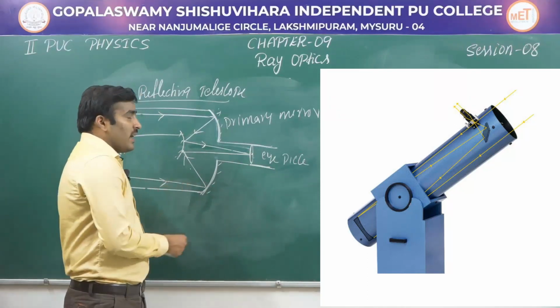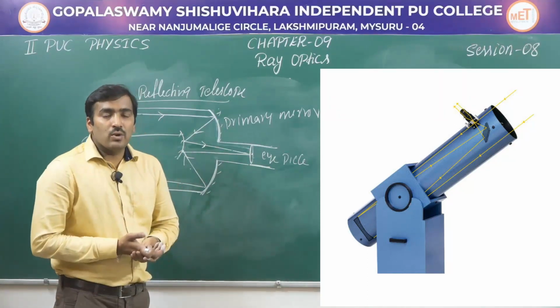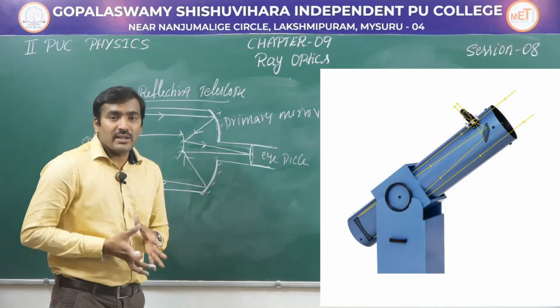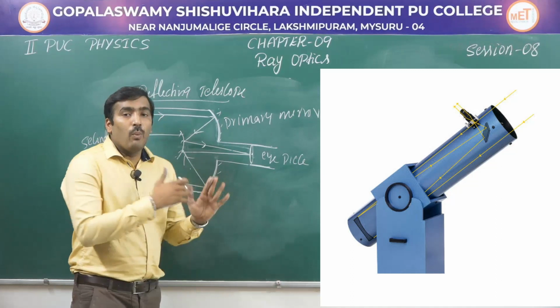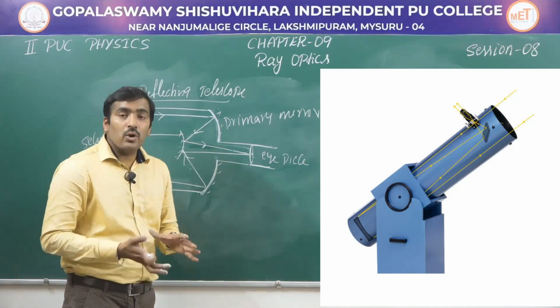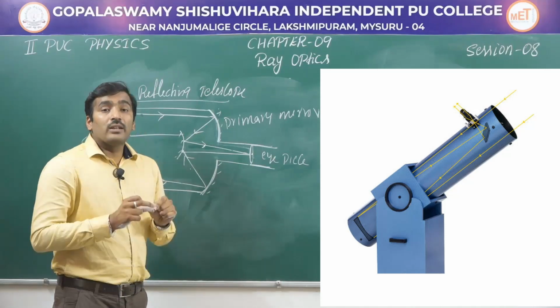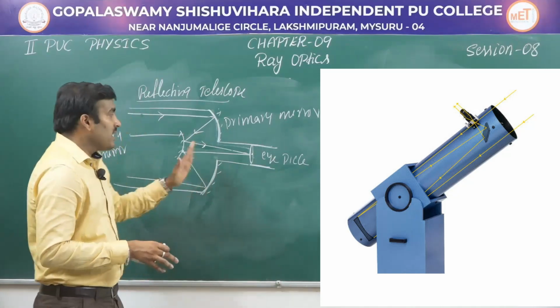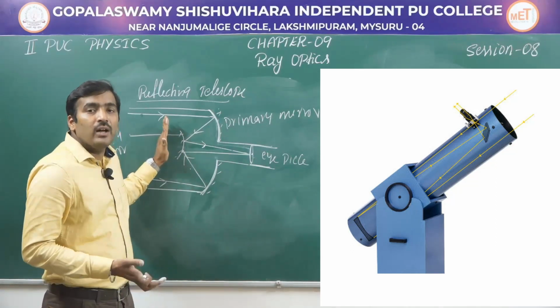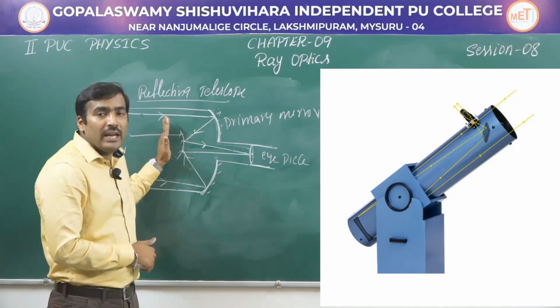Okay. So in this case, a reflecting telescope, the resolution is more and the loss of light energy is less. That is why the reflecting telescope is preferred over the refracting telescope. Because in a refracting telescope there may be a loss of energy or the resolution may be less. But in the case of a reflecting telescope, we can have more resolution and also less energy loss.